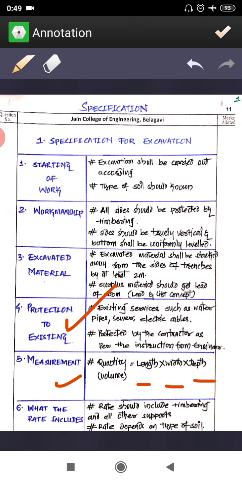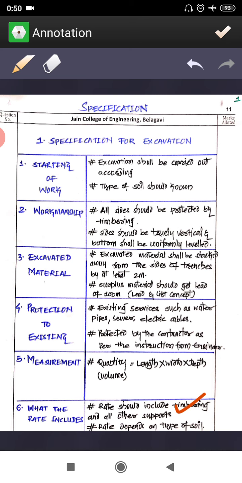The next one will be the rate. How to fix the rate for this? There will be a rate analysis for that, and there we are going to consider the timbering work and all the equipment which you are going to use. The rate is directly dependent on the type of soil, which type of soil is there for the excavation. If it is a hard soil, the rate will be very high. In a loose soil, the rate will be very low.